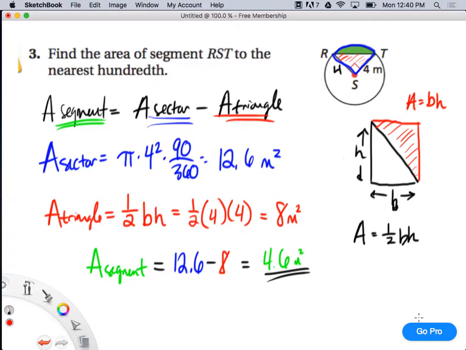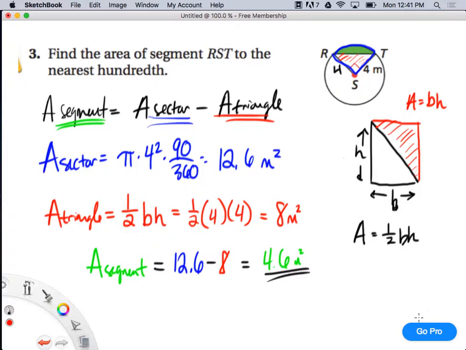How do you find the area of the segment? Listen. You get the area of the sector, this whole thing, and you subtract the area of the triangle. How do you find the area of the sector? It's pi r squared times theta over 360. How do you find the area of the triangle? It's 1/2 base times height. Once you get both areas, you do the blue minus the red, or the sector minus the triangle, and you get the segment. Does that make sense? Area of the segment is the sector minus the triangle.